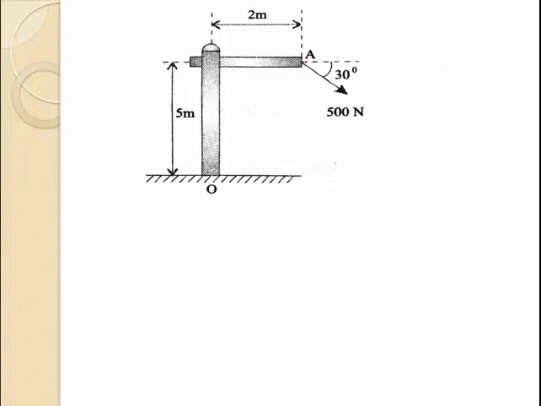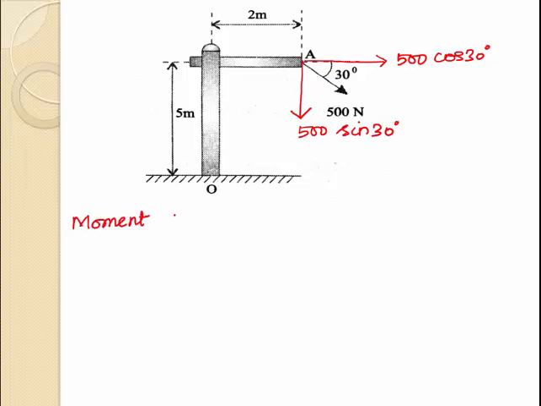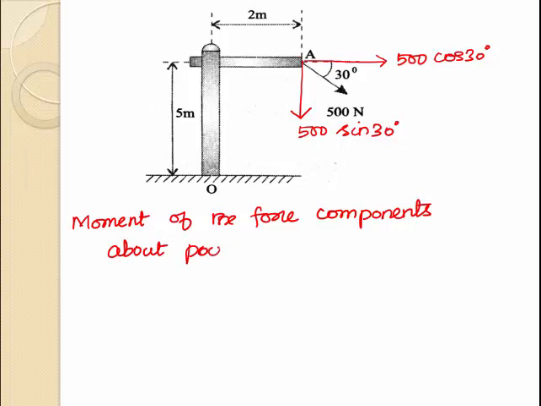Okay, so we can convert this force into two force components. One component along the horizontal direction of magnitude 500 cos 30 and the other one along the negative y-axis direction with the magnitude 500 sin 30. Okay, so now we want to calculate the moment of the force components acting at point A about point O.